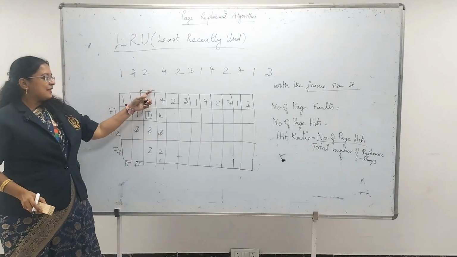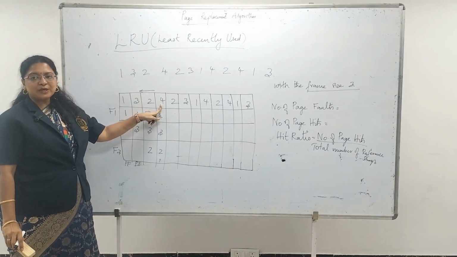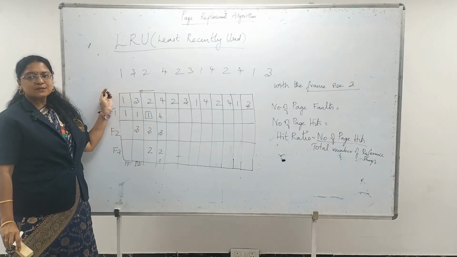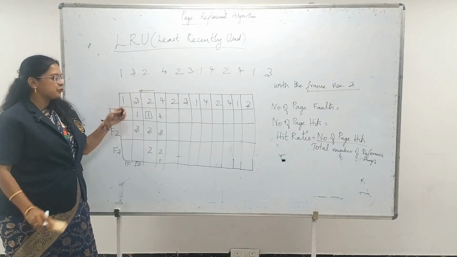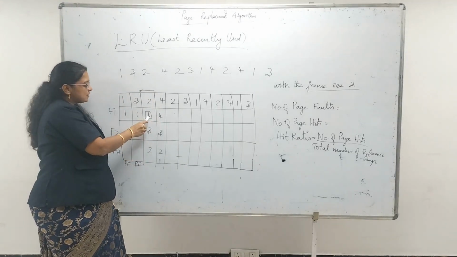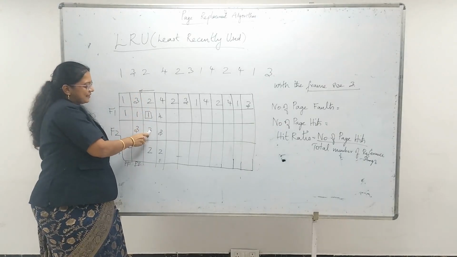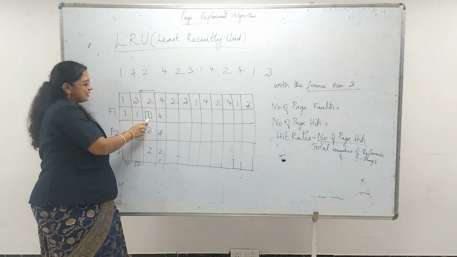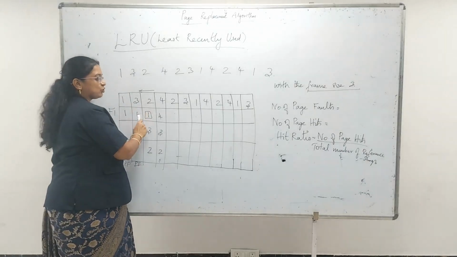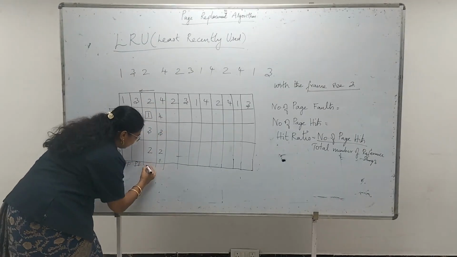You are going to move this left hand side arrow. In least recently used, you are going to move that. You check which one is least recently used according to your left side arrow. For 4, in this frame 1, 3, 2: 2 is most recently used here, and then 3 is second most recently used, and then 1 is the least recently used. That is going to be your last one. So you are going to replace 1 with 4. Now here also this is a page fault.